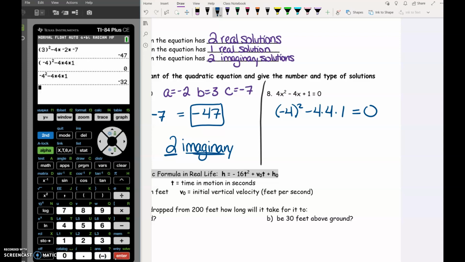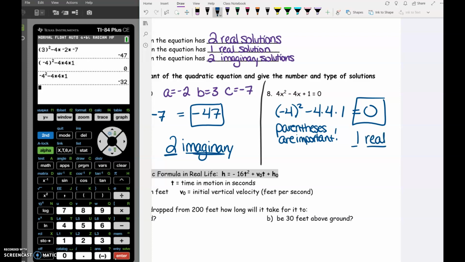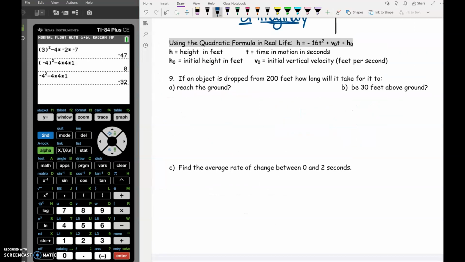Those parentheses are incredibly important, and you may want to write in your notes that parentheses, if I could actually spell it, are important. If the discriminant is 0, what does that mean for number and type of solutions? One real solution.